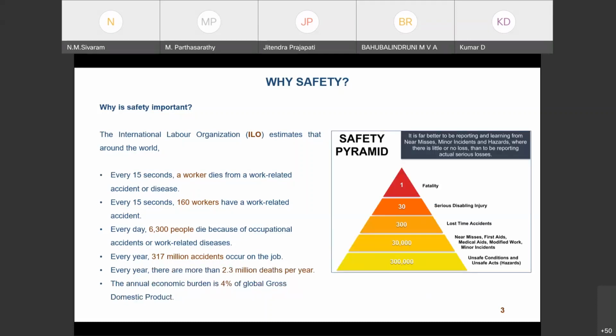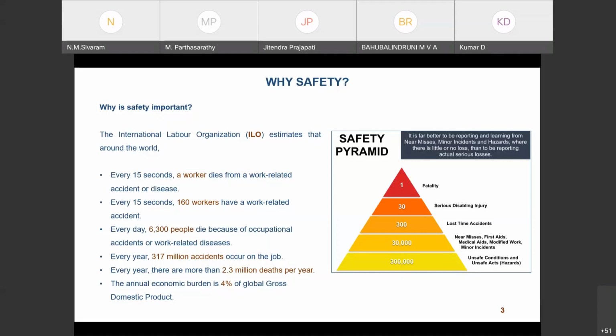You can see that a small safety pyramid is given. It gives you insight about the number of accidents, incidents, unsafe conditions or acts that are occurring, and finally the fatality. Generally people think about the fatal accidents. They remember only the fatal accidents. Fatal accidents are nothing but accidents where there is a loss of life.